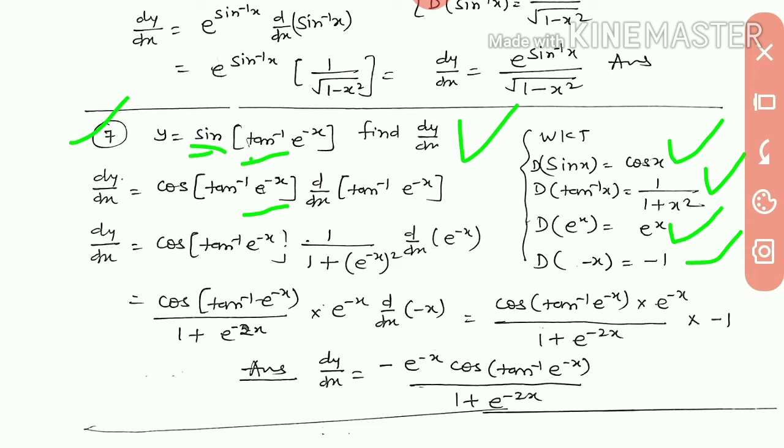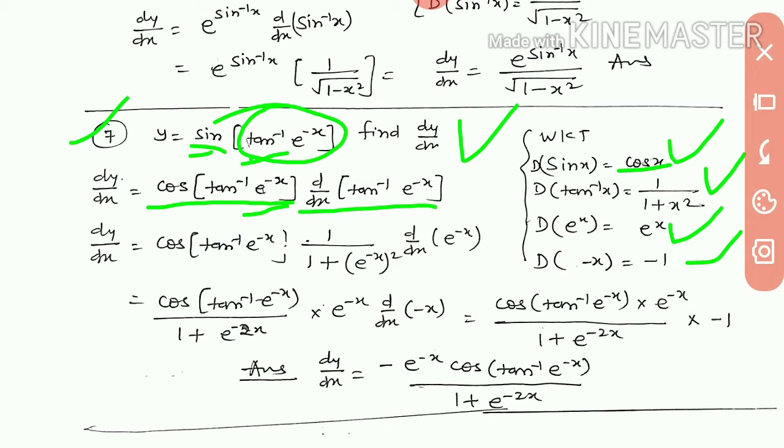So the differential of sine is cos x, and in place of x, what is there? You have to write it as it is. So you will get here cos tan inverse e power minus x. Next, what is tan inverse? So you write here the differential of tan inverse e power minus x.